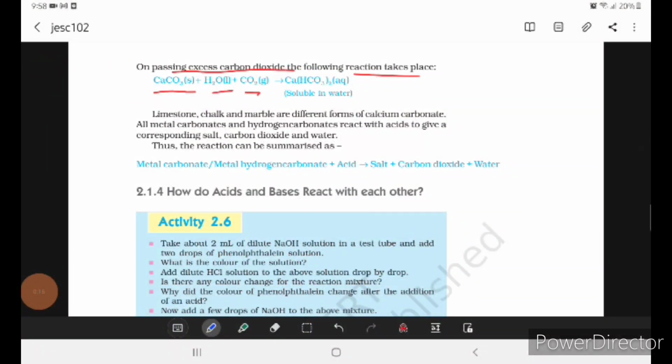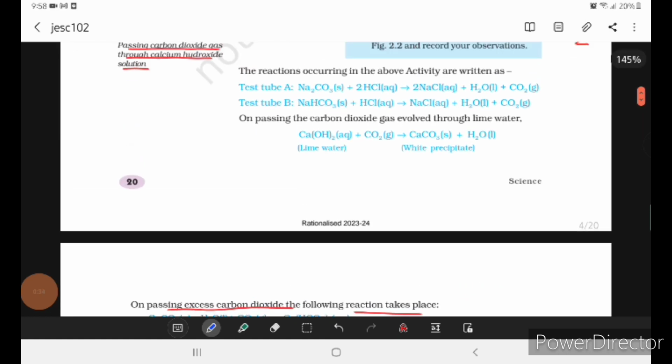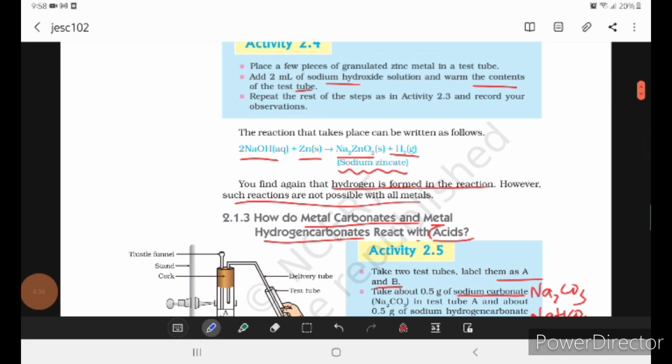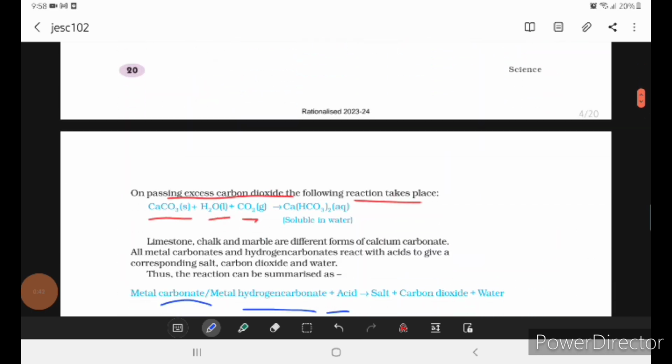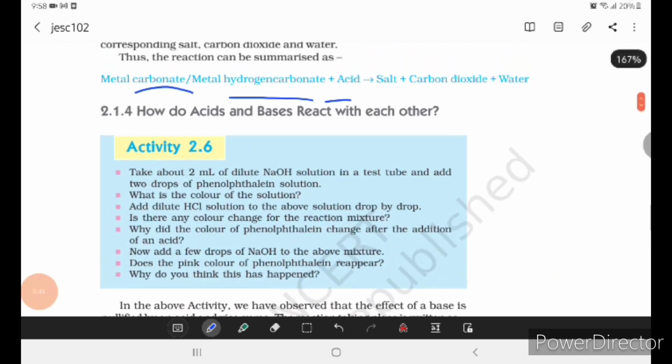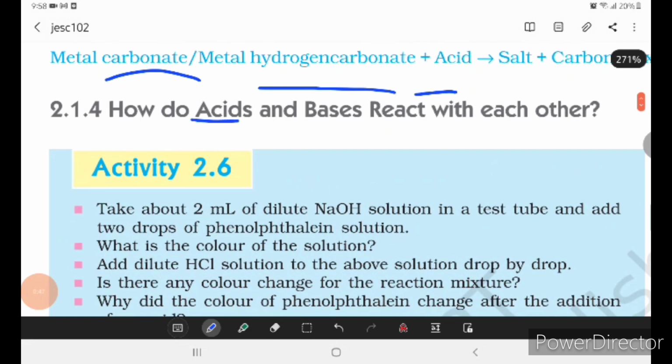So today we are going to start with how acids and bases react with each other. Before stepping into the video, I just want to revise what we discussed in the previous video at a glance. In our previous video we discussed the reaction of metal carbonates and metal hydrogen carbonates with acid, which gives us salt, carbon dioxide and water. Next, we also discussed the reaction of acids and bases with metals, which gives us salt and hydrogen gas. Today we'll start with how acids and bases react with each other.